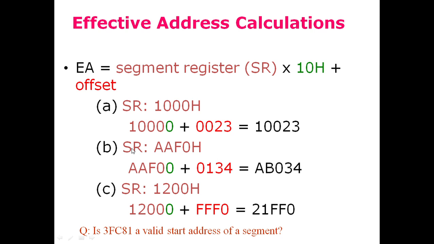Similarly, if the segment register content is AF0H, a 0 is appended, and let's suppose the offset address is added here, then we will get this effective address, which is AB034. And if the segment register content is 1200H, a 0 is appended at the right hand side, and then the offset address is added, and we will get 21FF0, which is the effective memory address.